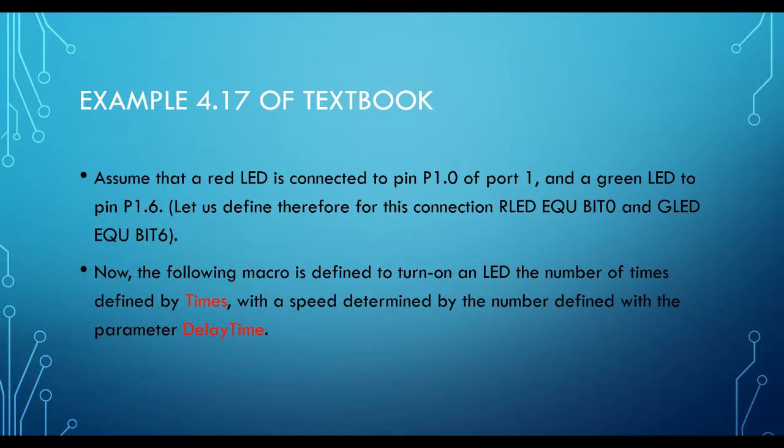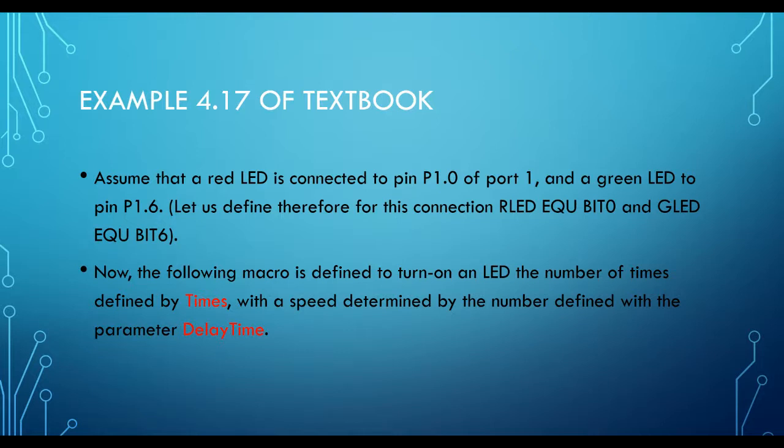Assume that an LED is connected to port 1, the first bit of port 1, and a green LED is connected to port 1.6. That means it's the 7th pin. Let us define the first as bit 0 and the green LED as bit 6.